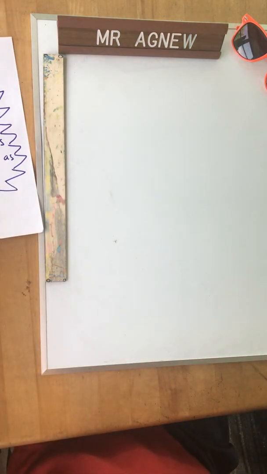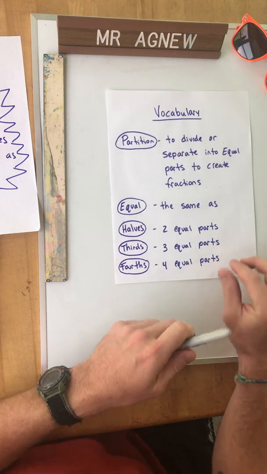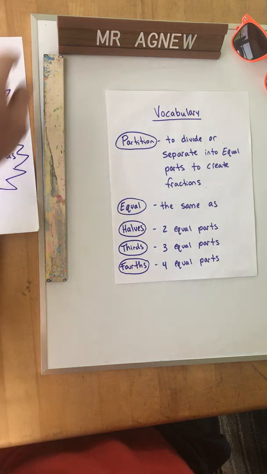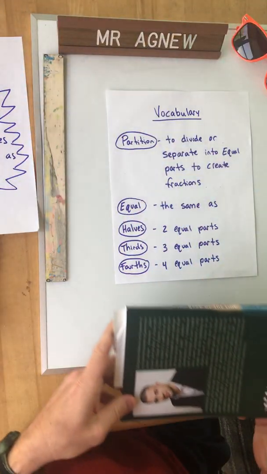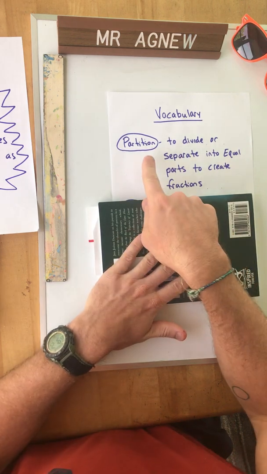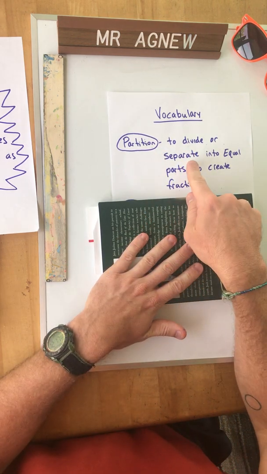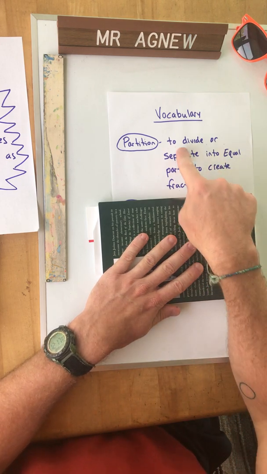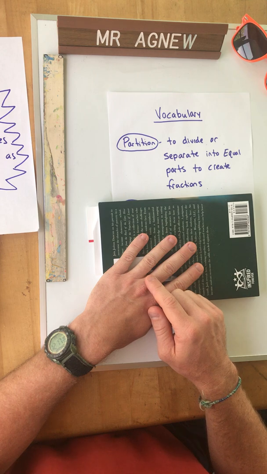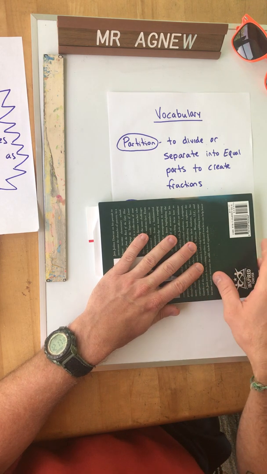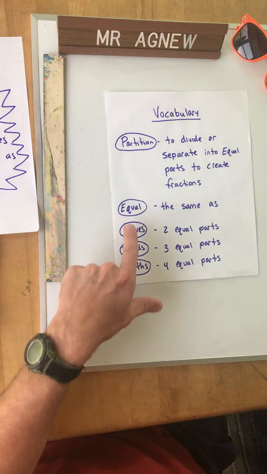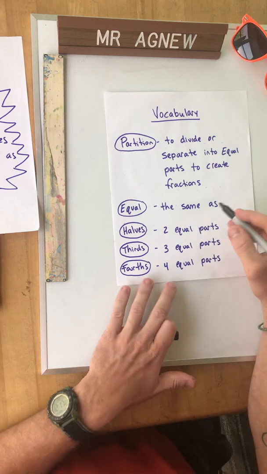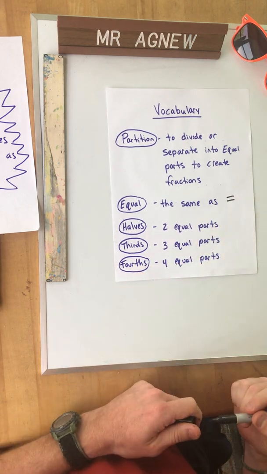All right, so let's talk about what our vocabulary words are. First one, partition. To divide or separate into equal parts to create a fraction. Remember, equal means the same as.